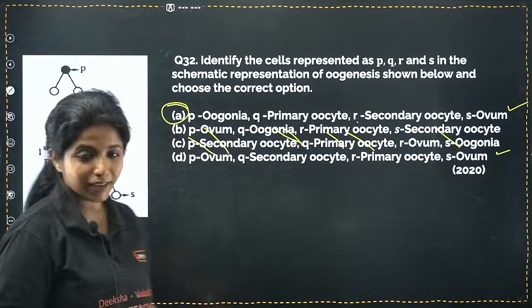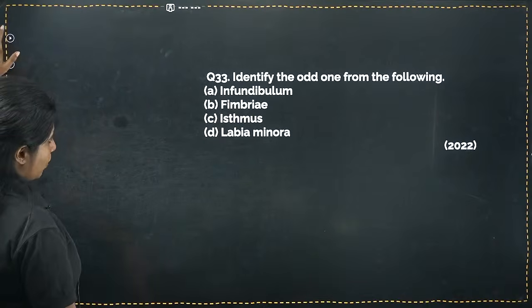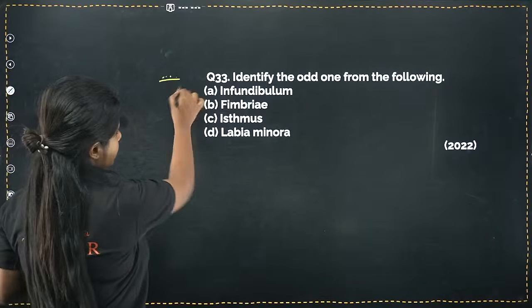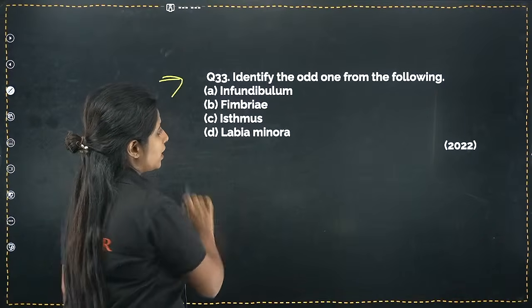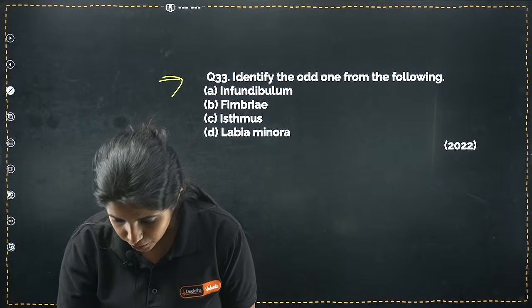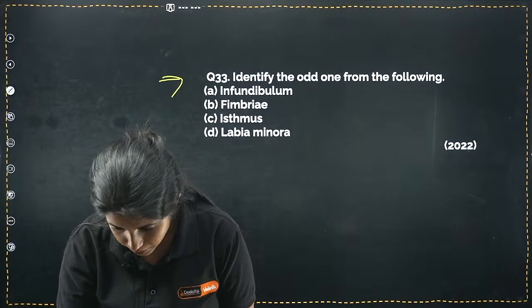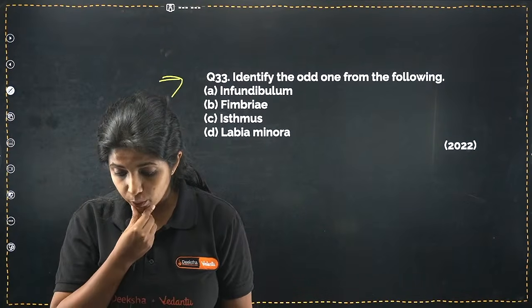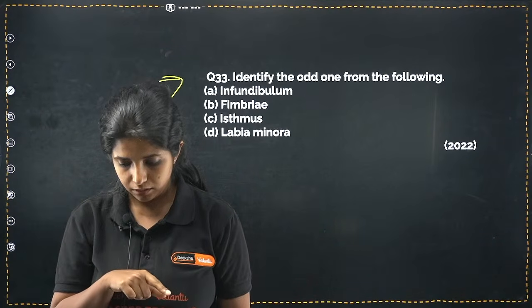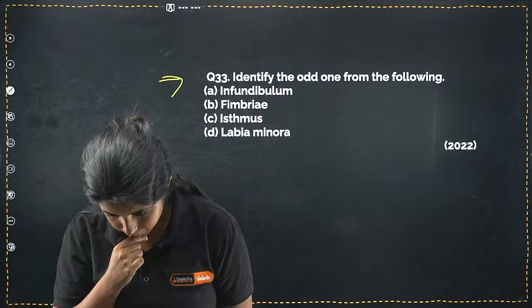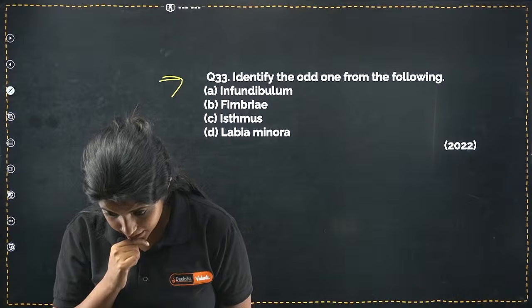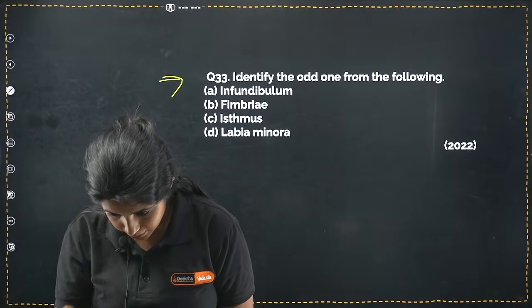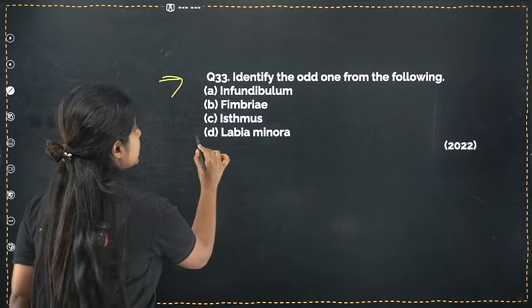Yes. Okay, now going ahead with the next question. Question number 33. Identify the odd one from the following: infundibulum, fimbriae, isthmus or labia minora. What do you think is the answer for this particular question? Ma'am, I didn't understand. Please explain. Which question? The previous one? D. Oh my God. D is labia minora.